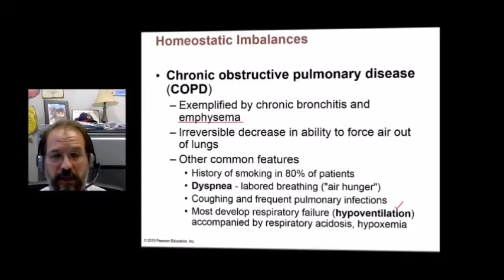And as we just mentioned a minute ago, if you build up carbon dioxide in the blood, that means that your pH goes down because carbon dioxide is converted to carbonic acid, which then lowers your pH. So you wind up getting what's called a respiratory acidosis.